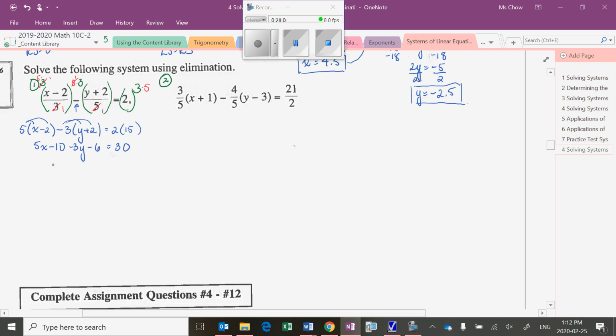And we'll clean that up again. 5x minus 3y. And then let's here add 10 to both sides as well.